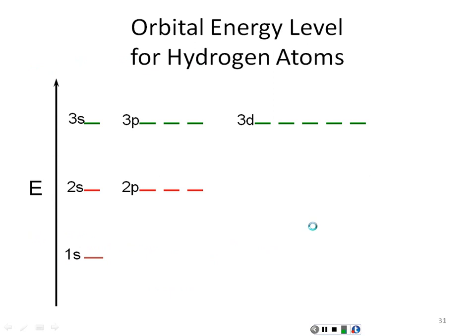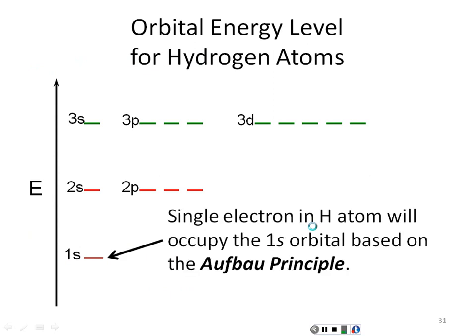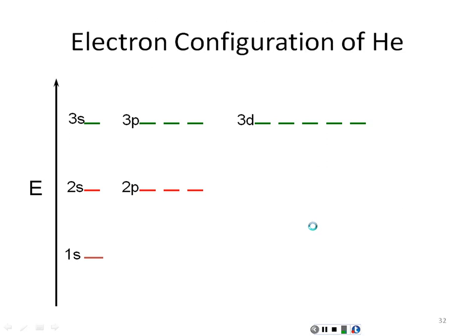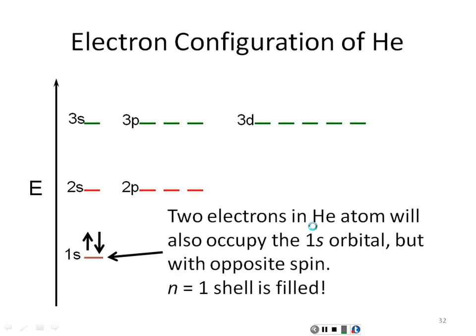So if we consider hydrogen, it has 1 electron, and by the Aufbau principle, it's going to go into the lowest energy orbital, which would be the 1s. That's simple enough. Now when we consider helium, there are 2 electrons. The first one again goes into the 1s orbital by the Aufbau principle. The second one goes into the 1s orbital, but it's opposite spin.